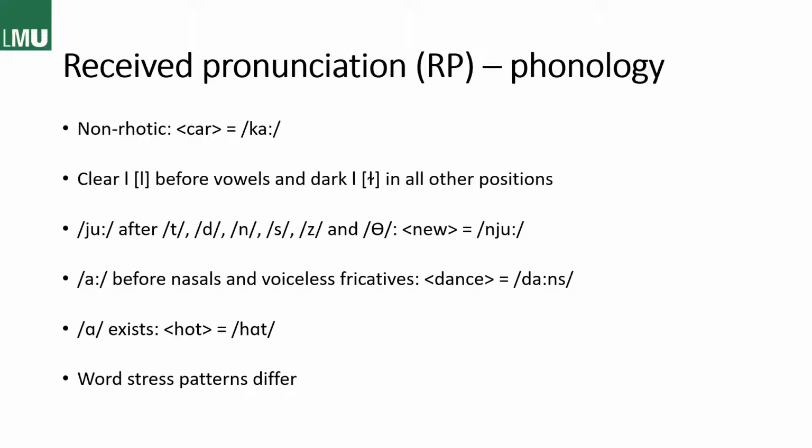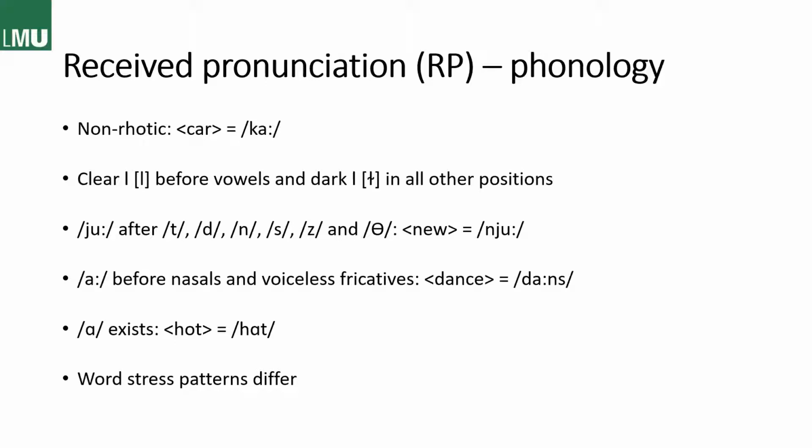Then they use the clear L before vowels and the dark L in all other positions. I'll do my best to say clear with a clear L, but again, sorry for my bad RP. Then you have U after the phonemes T, D, N, S, Z, and the voiceless TH. And there you have new as an example, which otherwise would be new and not new.